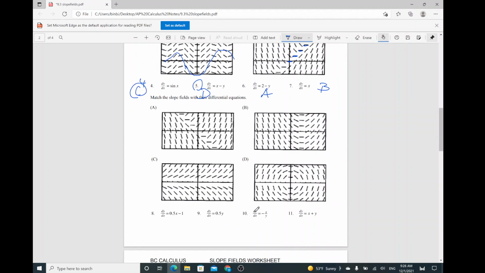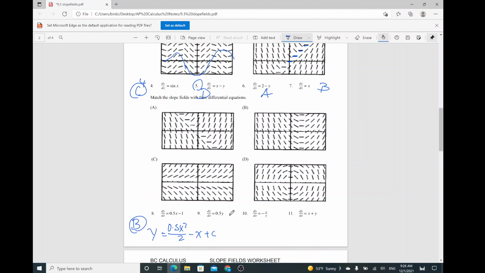And now let's take a look at the complicated one. Like this one right here, number 8. Again, you try to integrate it, so it's going to be like a quadratic function. So this one somehow shows a pattern of quadratic. So the pattern shows that it's a quadratic, so most likely it's going to be B.